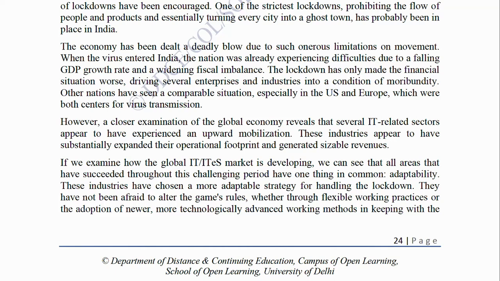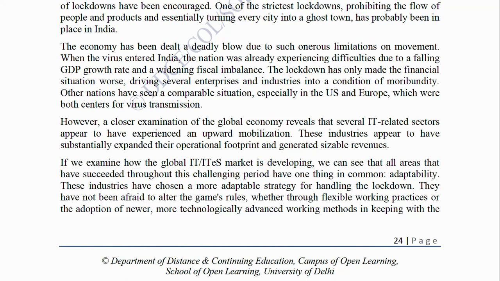When the virus entered India, the nation was already experiencing difficulties due to a falling GDP growth rate and a widening fiscal imbalance. The lockdown has only made the financial situation worse, driving several enterprises and industries into a condition of moribundity. Other nations have seen a comparable situation, especially the US and Europe, which were both centers for virus transmission. However, a closer examination of the global economy reveals that several IT-related sectors appear to have experienced an upward mobilization. These industries appear to have substantially expanded their operational footprint and generated sizable revenues.